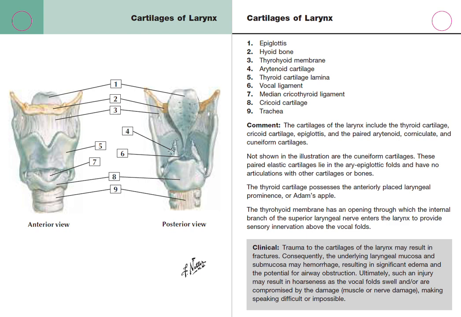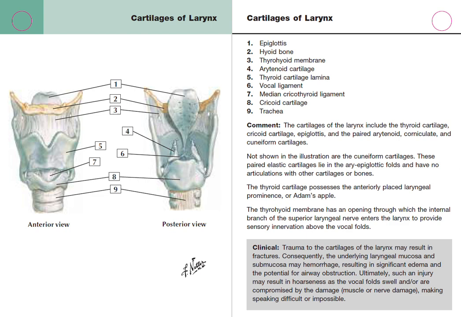Posteriorly, we have the arytenoid cartilages, and number 6, the vocal ligament. Inferiorly still is the median cricothyroid ligament, and you can guess why it is called the cricothyroid ligament, because it connects the thyroid cartilage over here to the cricoid cartilage. The cricoid cartilage is a complete cartilaginous ring. And inferiorly, we have the trachea.